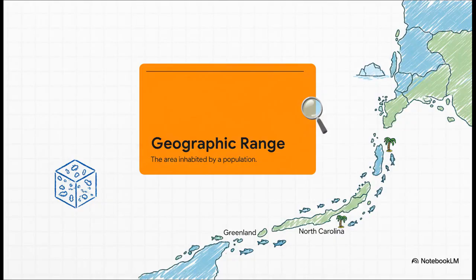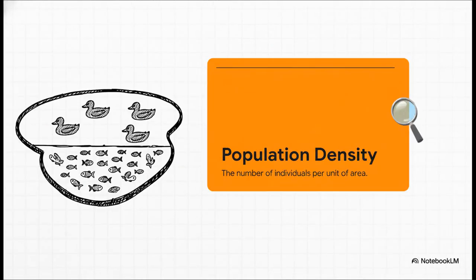First up is the geographic range, and it's pretty much what it sounds like. It's just the area where a population lives. But what's wild is the scale. A bunch of bacteria might live in a space smaller than a shoebox, while the range for Atlantic cod, well, it stretches all the way from Greenland down to North Carolina. That's a huge difference.